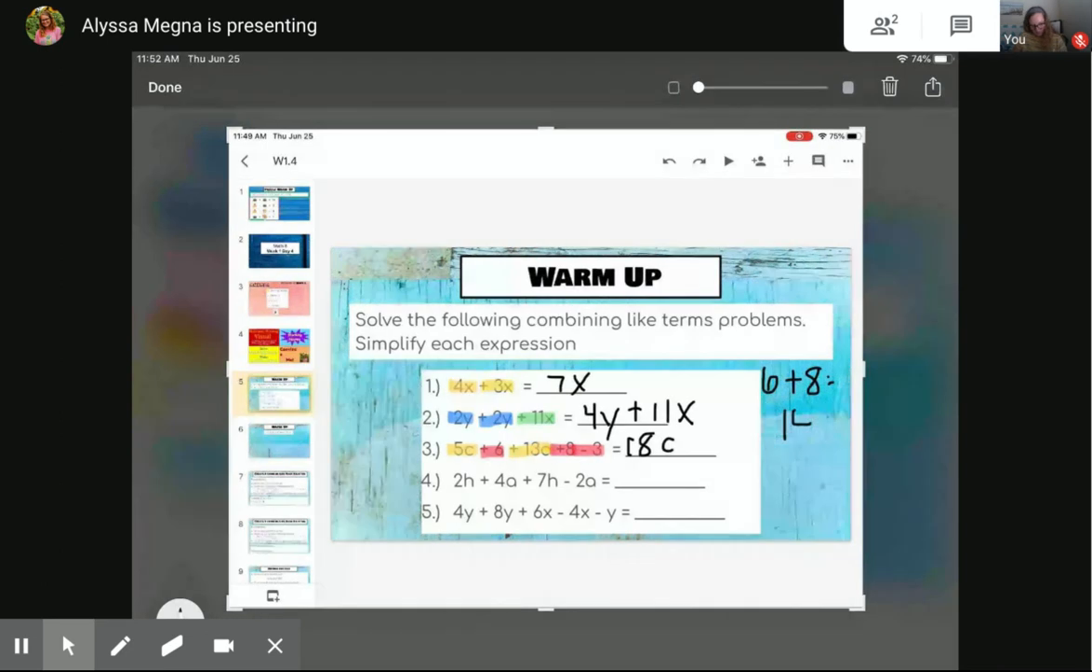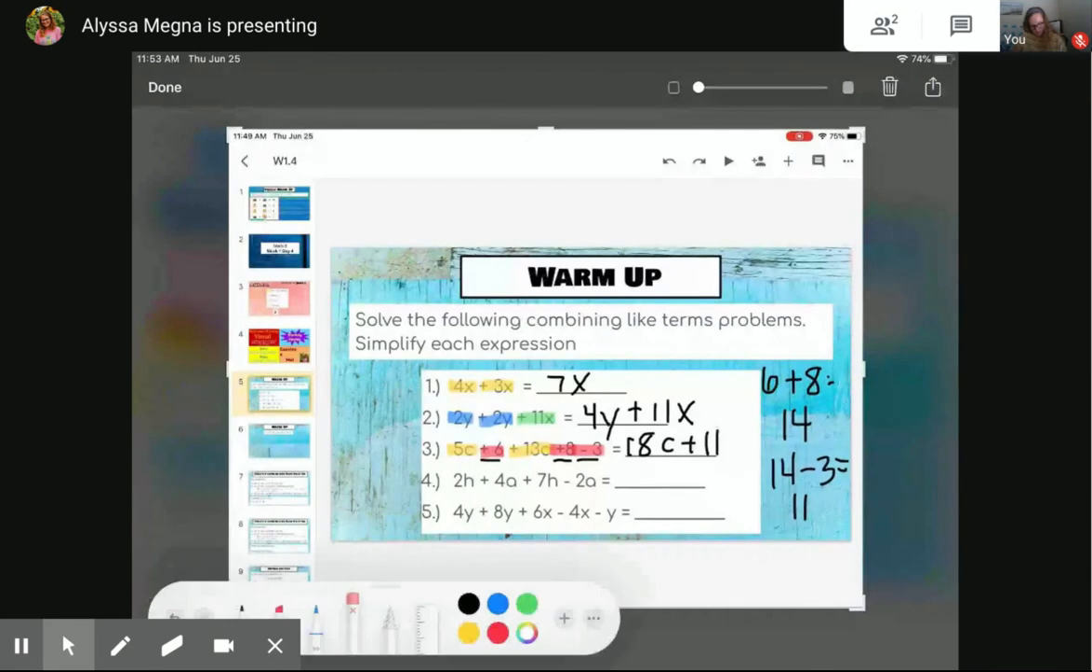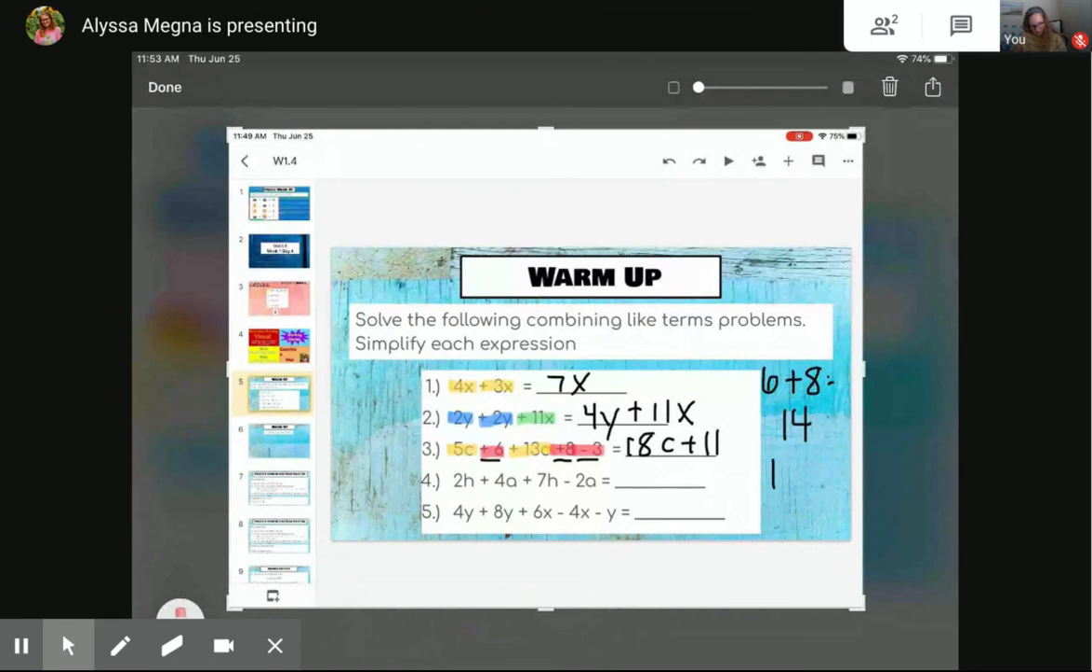So we've used the 6 and we used the 8. Now we need to do that minus 3. So we're going to take our answer, 14, and we're going to subtract 3 because this is a minus 3. 14 minus 3 is going to give us 11. So we have 18c plus 11. All right, so that's there. I'm going to erase that in case we have anything else we need to write on the side.